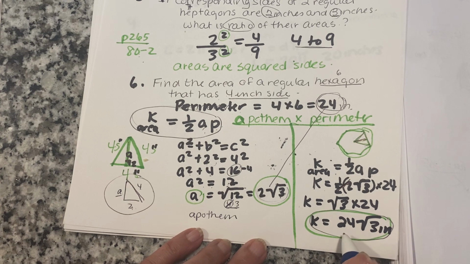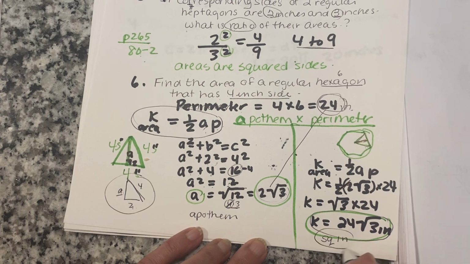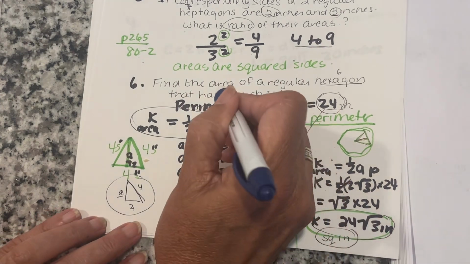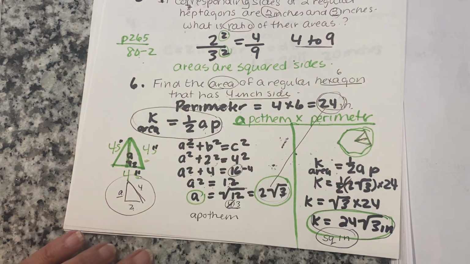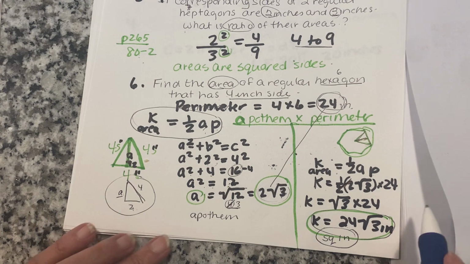Make sure we put it down, find the area. I put down inches, but it's going to be square inches. Make sure you put area units. Whenever you find the area, it's always going to be in square inches or square units. So, okay. K equals 24 times the square root of 3 square inches.